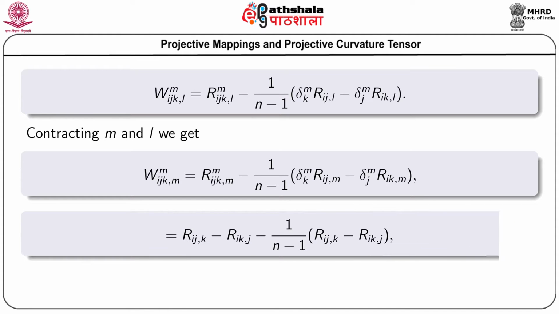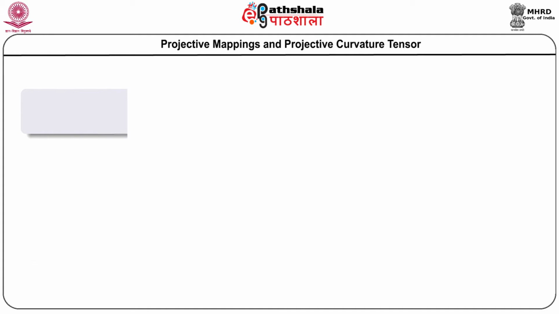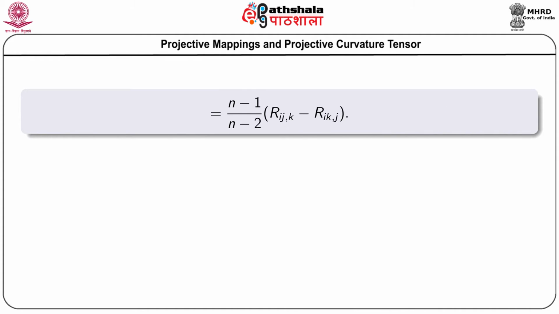So, this becomes R^i_{j,k} − R^i_{k,j} − 1/(n−1) (R^i_{j,k} − R^i_{k,j}), and thus the expression becomes (n−1)/(n−2) under the first bracket (R^i_{j,k} − R^i_{k,j}). Now, actually this expression is used in the previous one to prove the Bianchi's second identity for contravariant projective curvature tensor.